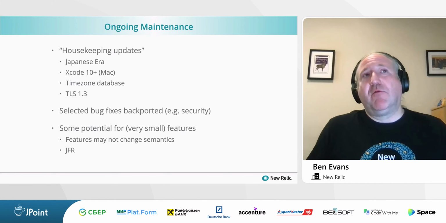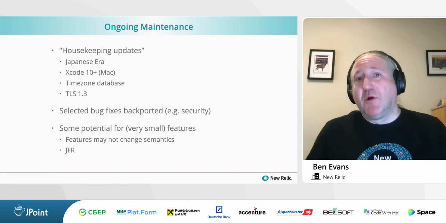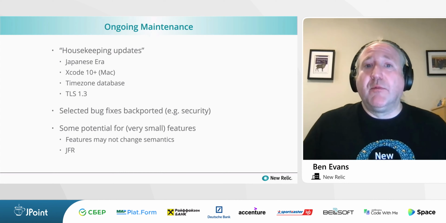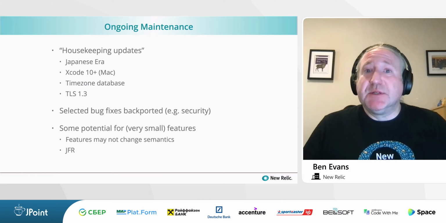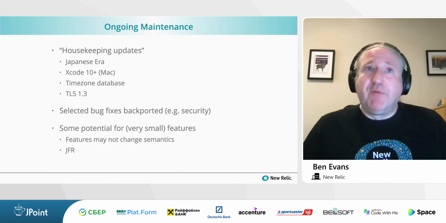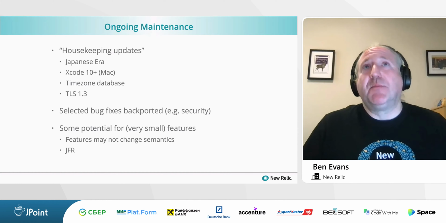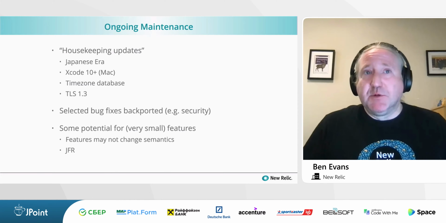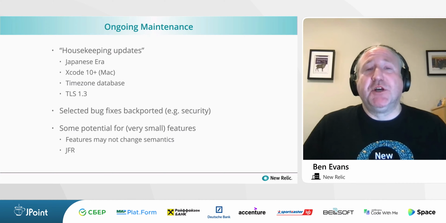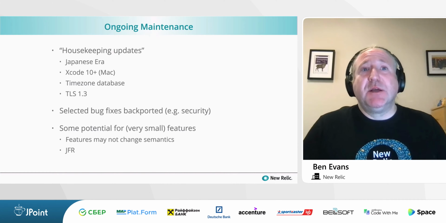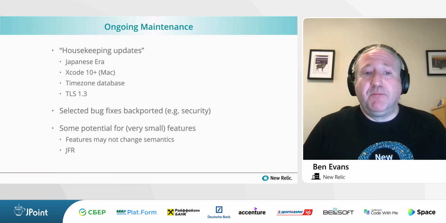Things like TLS 1.3. Java 8 is going to be with us for a long time, and so it's very important that we have things like TLS 1.3 available for applications to upgrade to, so to keep them safe for the long term. Some bug fixes, especially security ones, are also backported to Java 8. There's also potential for some very small features, nothing which changes the semantics or the definition of the Java language specification. The largest feature that's been backported into 8 is Java Flight Recorder, which we'll talk about.